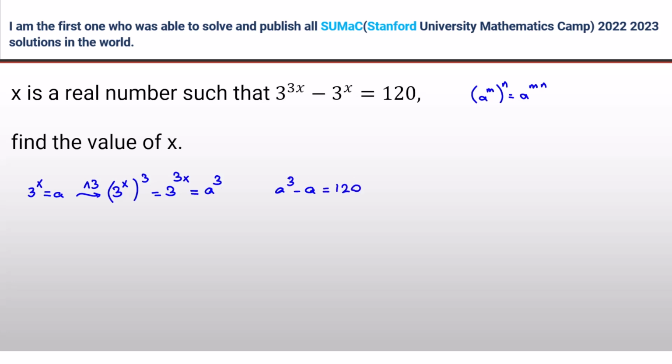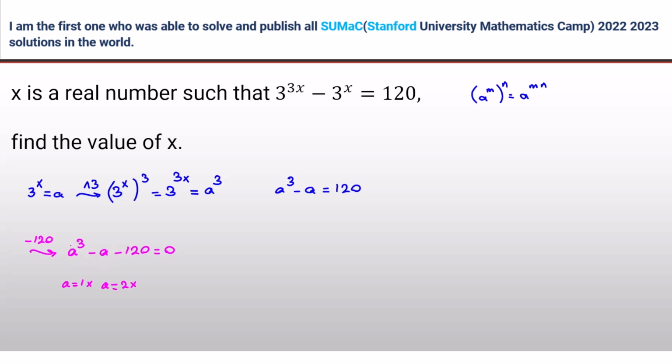Now let's take all values to the left-hand side: a cubed minus a, and we subtract 120 from both sides, minus 120 is equal to 0. For these types of problems, we can use the rational root theorem, or you can check small examples. So a = 1 doesn't work. It is too small. 1 minus 1 is 0, so it's negative.